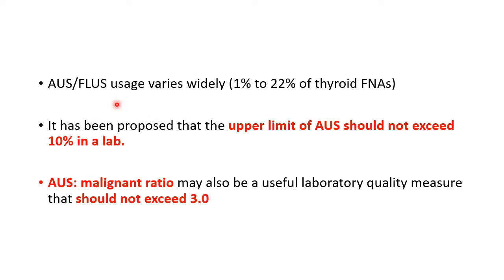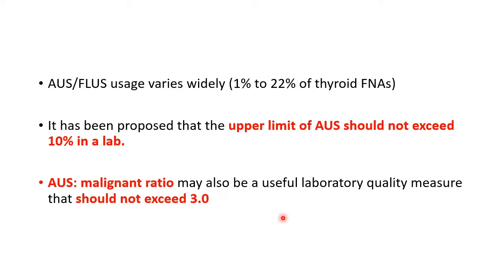So you should know the AUS category. Sorry, the plus is not used. So AUS usage varies widely. It comprises 1 to 22% of thyroid FNAs, and it has been proposed that the upper limit of AUS should not exceed 10% in a lab. So the cases of AUS should not be more than 10% in a particular lab.